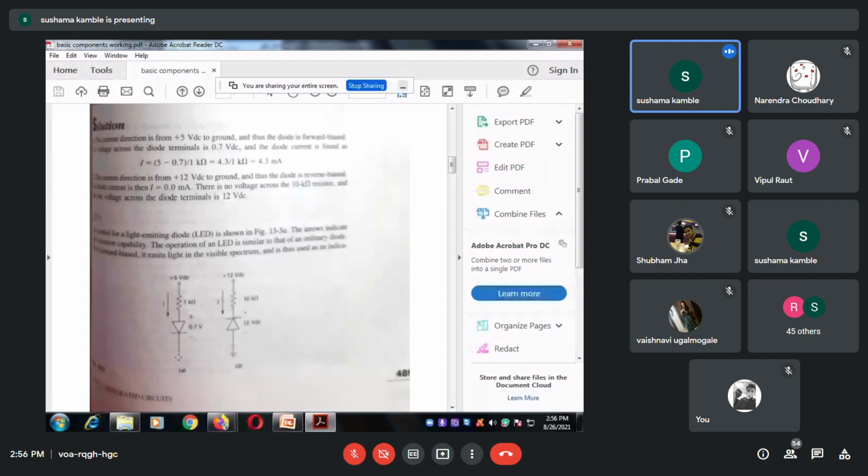Okay, so the current direction is like this. Now what is your task? You have to find out the current flowing through this circuit. Can anyone? We have to find out the current. Just look at A.